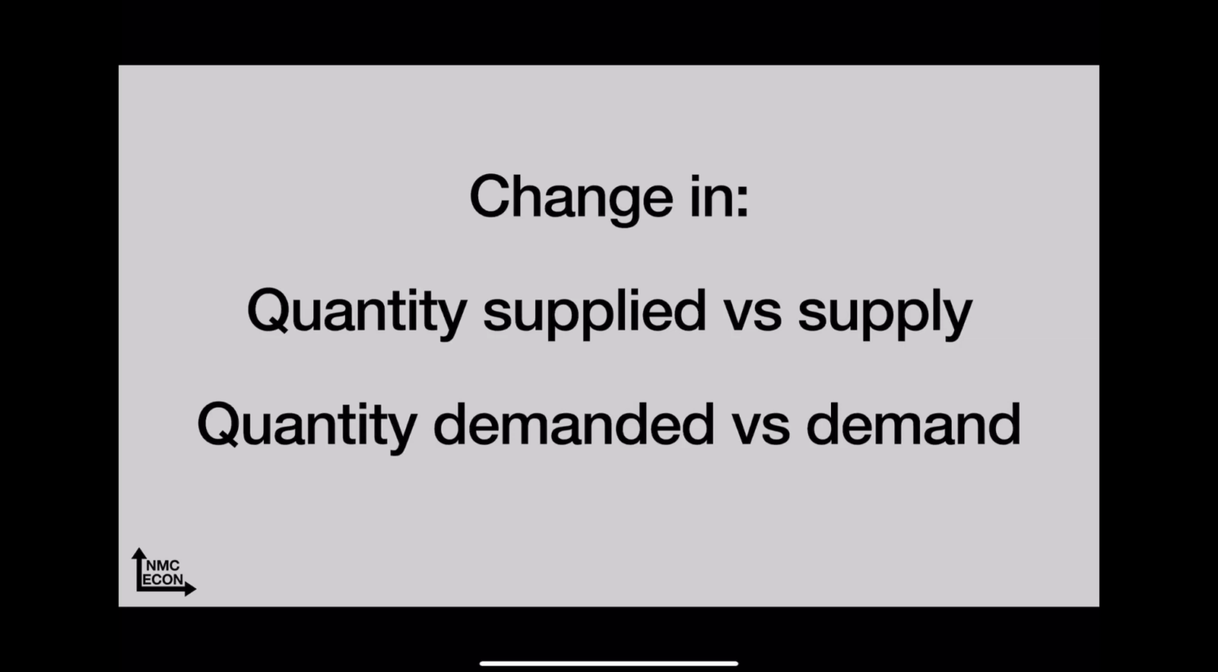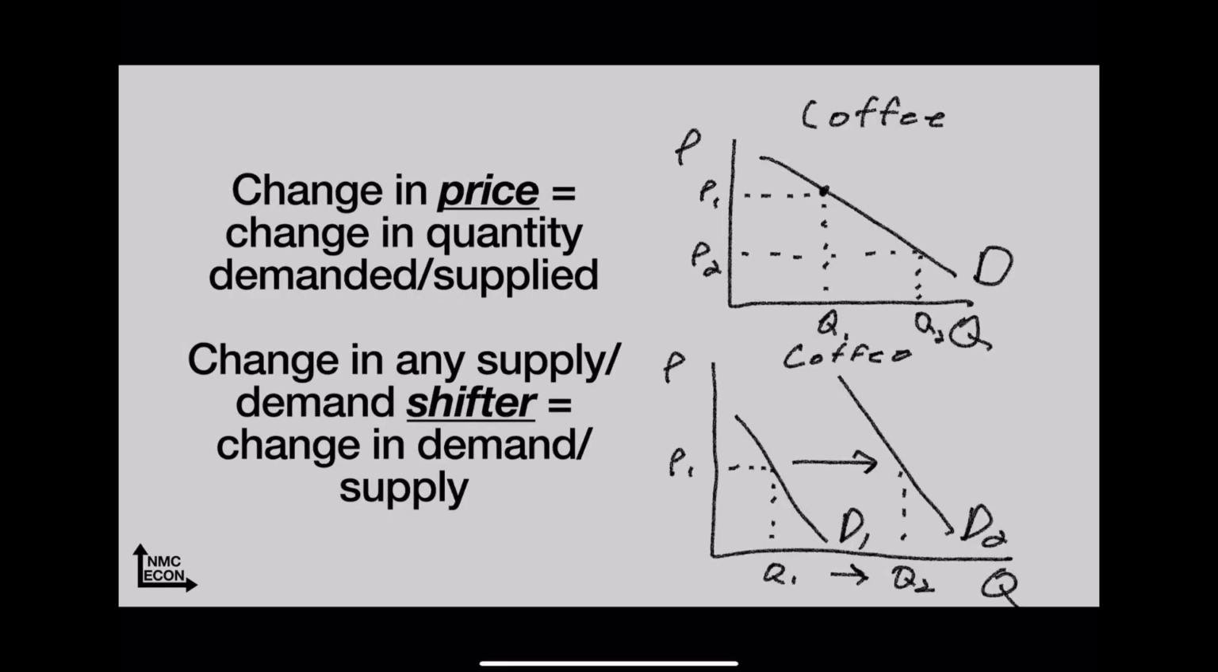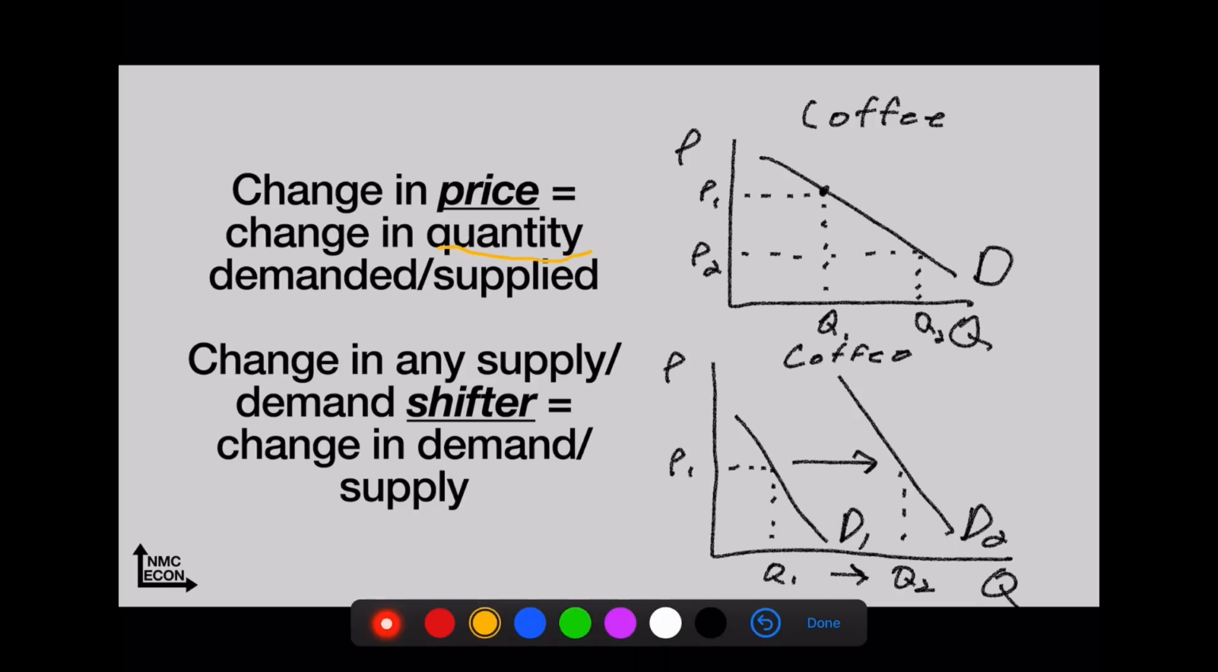The difference between a change in supply and a change in quantity supplied, or quantity demanded versus demand. This is important. Here's how it works. A change in price always causes a change in quantity demanded or quantity supplied. Notice when P1 goes down to P2, we move along the demand curve until we go from Q1 to Q2. That's a movement along the line. There's not more demand when things get cheaper.